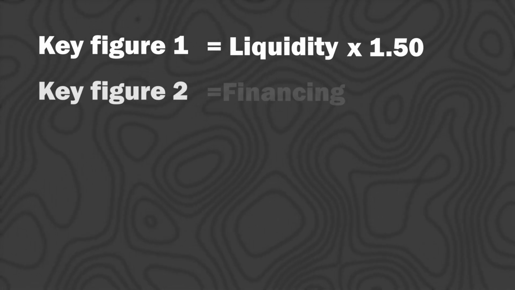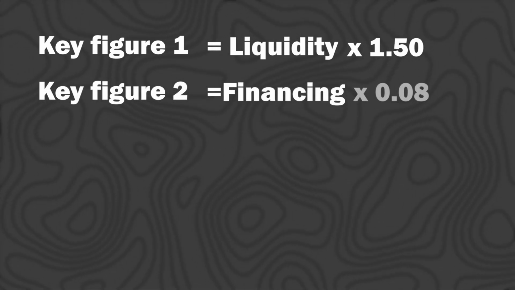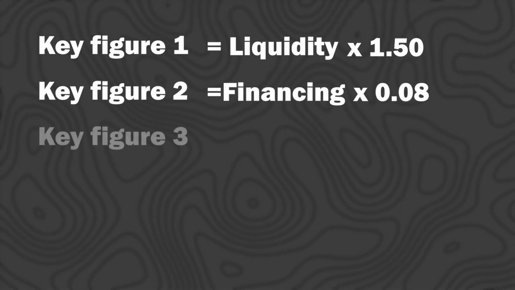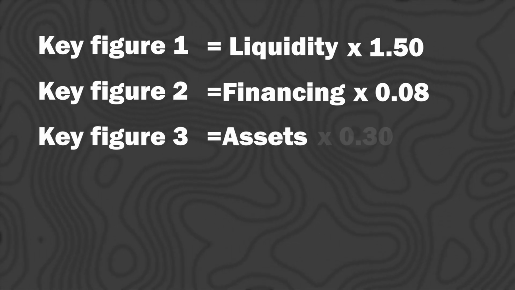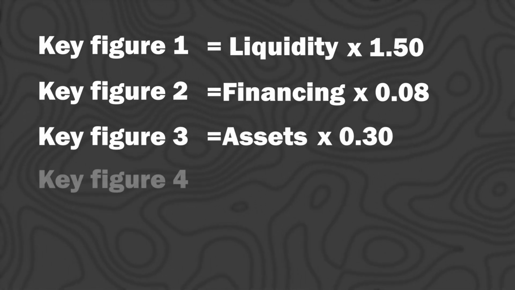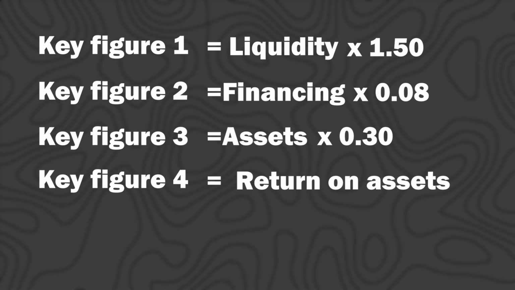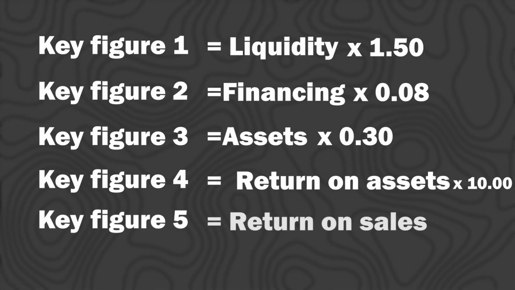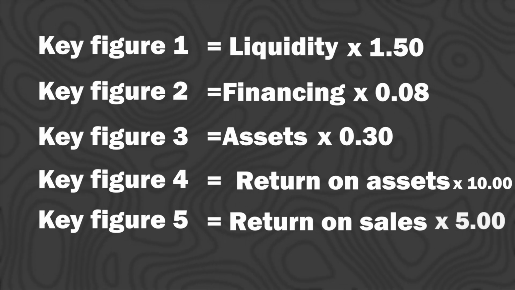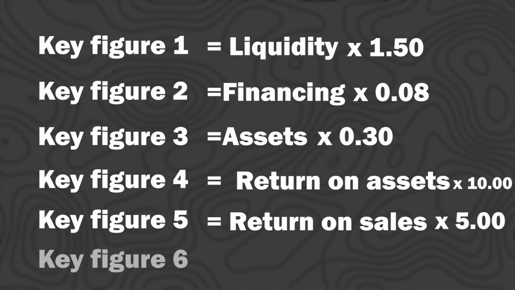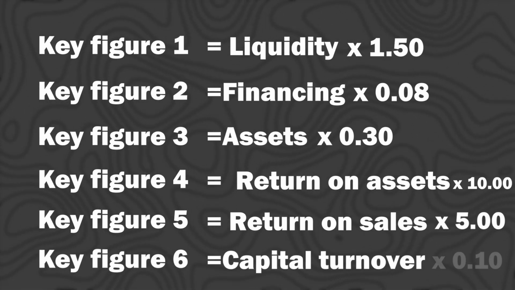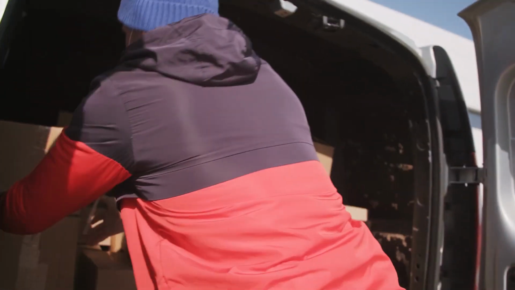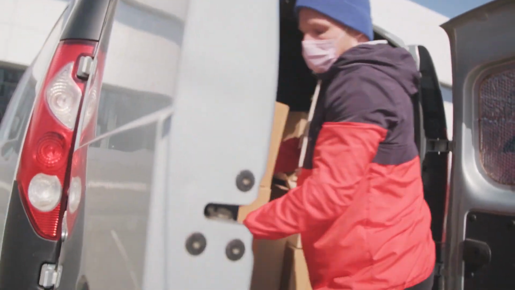Key figure 2 is equal financing multiplied by 0.08. Key figure 3 is equal assets multiplied by 0.30. Key figure 4 is equal return on assets multiplied by 10.0. Key figure 5 is equal return on sales multiplied by 5.00. Key figure 6 is equal capital turnover multiplied by 0.10. The products are then added together. Now we get a number.